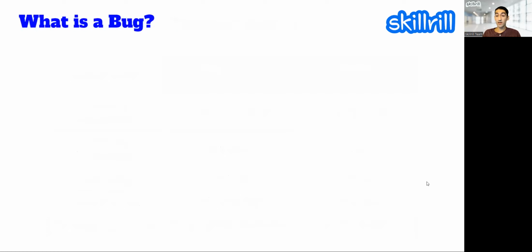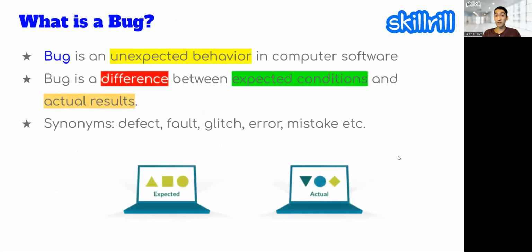So now that we saw some samples of defects, let's give a definition. I actually gave a quick introduction to defects yesterday as well, so we're going to repeat that here. A bug or defect is an unexpected behavior in computer software. As simple as that. Unexpected behavior.